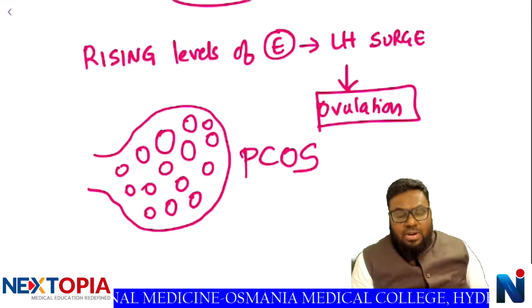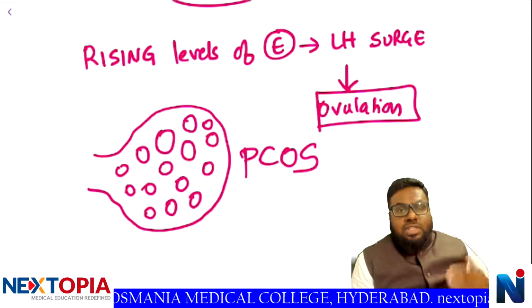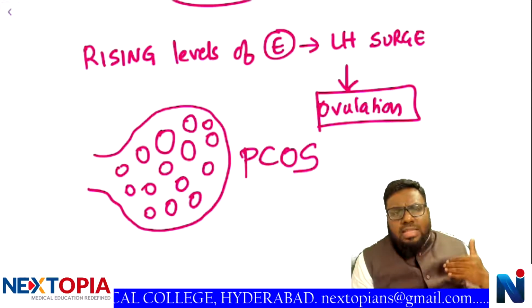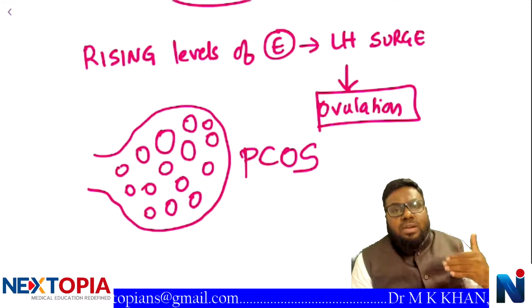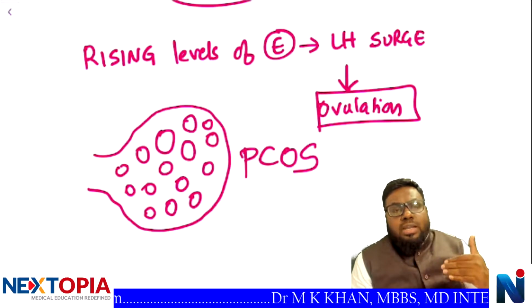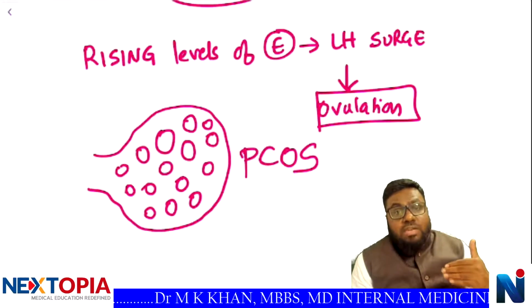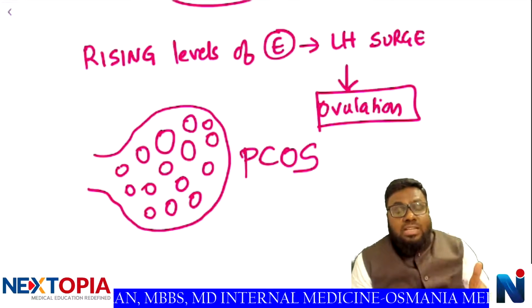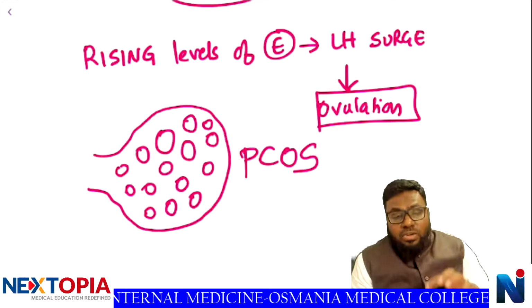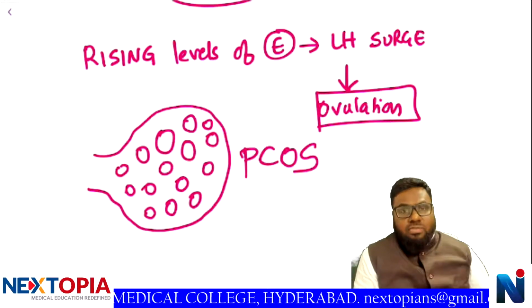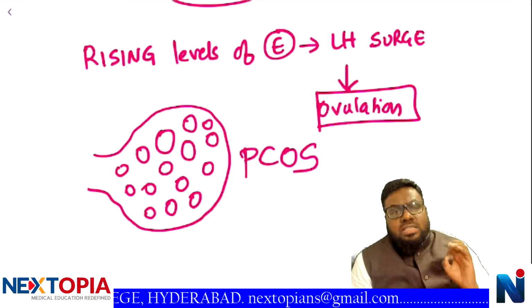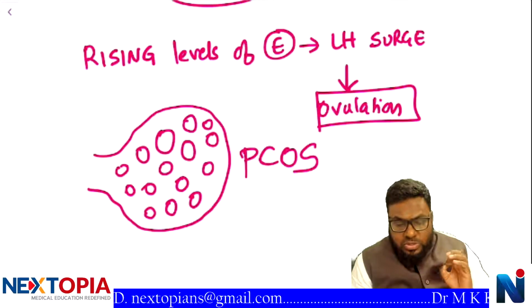Please remember that in the first half of the cycle, there is a rise in the levels of estrogen. These rising levels of estrogen, at one particular level, are no longer inhibiting the release of LH and FSH. In fact, they stimulate the release of LH and FSH. Negative feedback becomes positive feedback. That results in a sudden surge of LH and FSH. The LH surge is essential for ovulation and formation of corpus luteum.